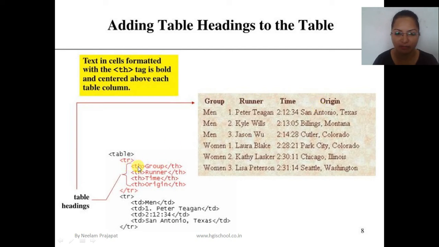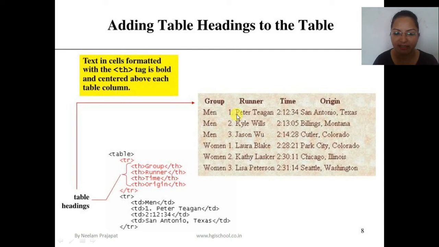Okay, so the first th contains group, the second th contains runner, the third th contains time, and the fourth th contains origin. Got it? The table row gets over. Now the second tr, the second row, contains men. In the second row there is the first td. The second row's first td is men.